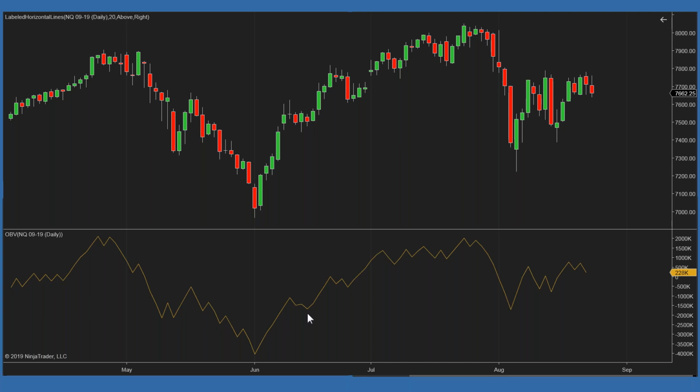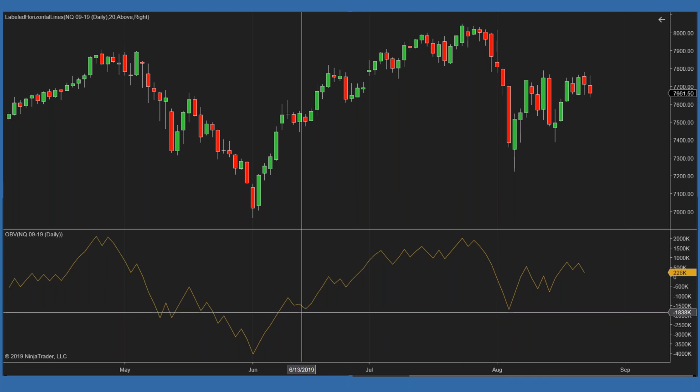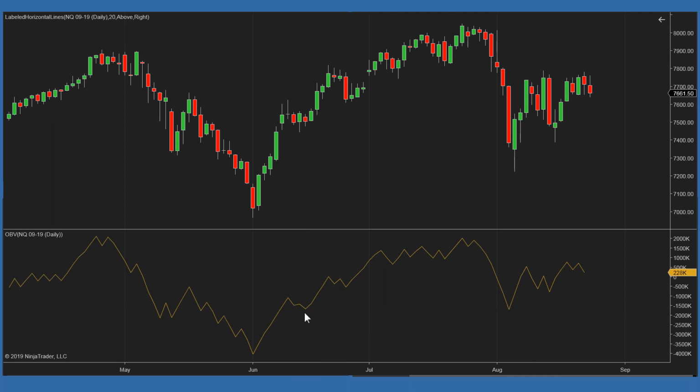Okay, remember that on balance volume plots on the close. So we want to pay particular attention to the closing price. This little pivot right down here coincides with the close of that little bar right there. So we're going to throw a little line right across there. Okay, so the market goes up, it comes back down.